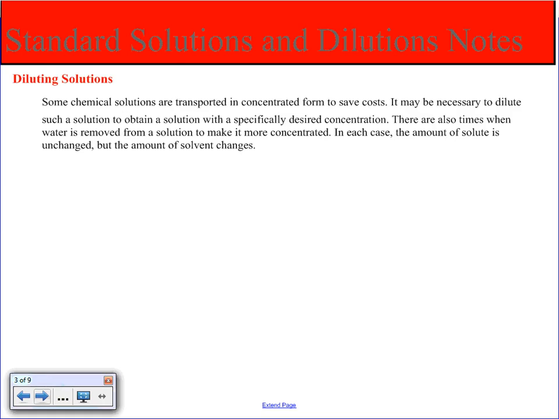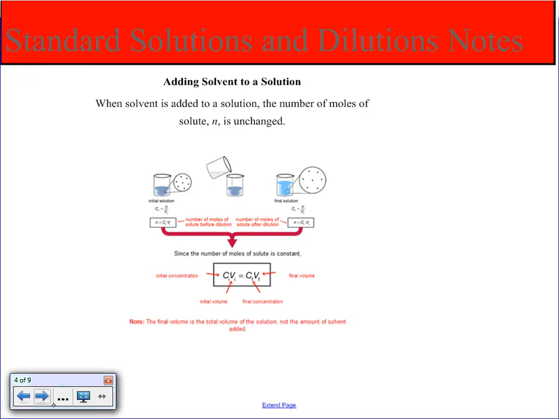Now, diluting solutions. Some chemical solutions are transported in a concentrated form to save costs. It may be necessary to dilute such a solution to obtain a solution with a specific desired concentration. There are also times when water is removed from a solution to make it more concentrated. In each case, the amount of solute is unchanged, but the amount of solvent changes. So, adding solvent to a solution. When a solvent is added to a solution, the number of moles of the solute, or n, is what is unchanged.